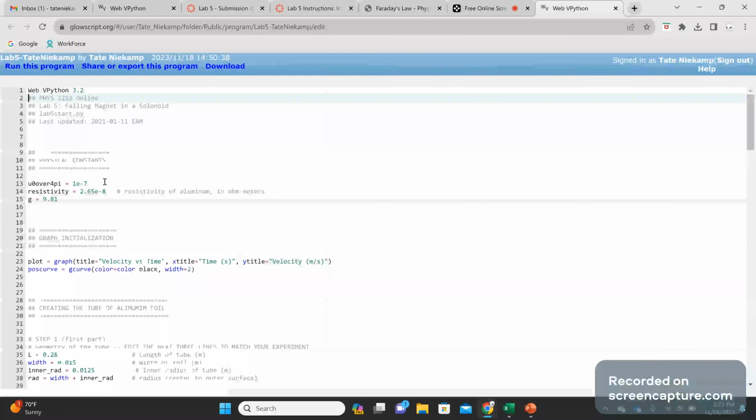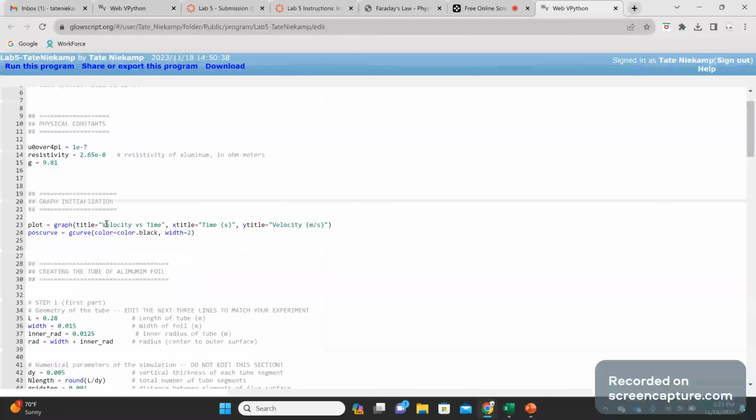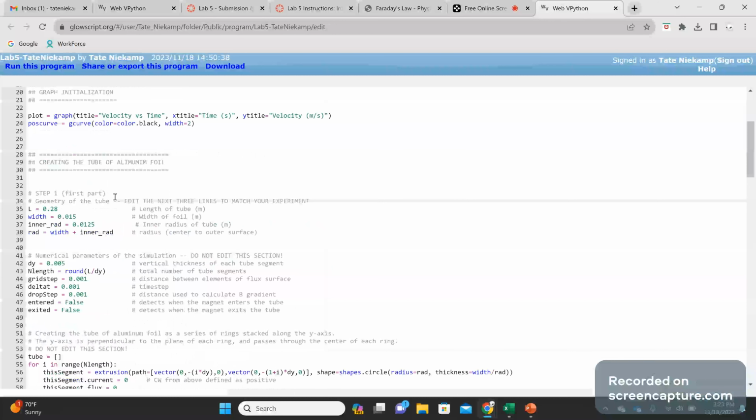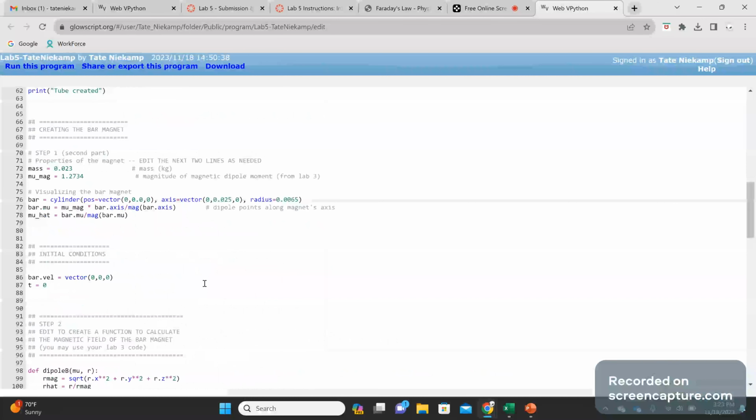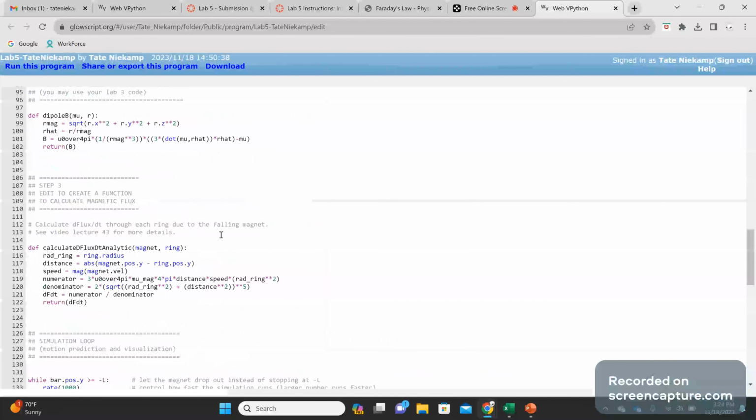In the beginning, we're initializing the graph, explaining the constants, and creating the aluminum foil. Then we create the bar magnet down here. Then we create the magnetic field of the bar magnet. Then we calculate the magnetic flux. Then we start simulating the loop. This step 7 is the gravitational force on the magnet.